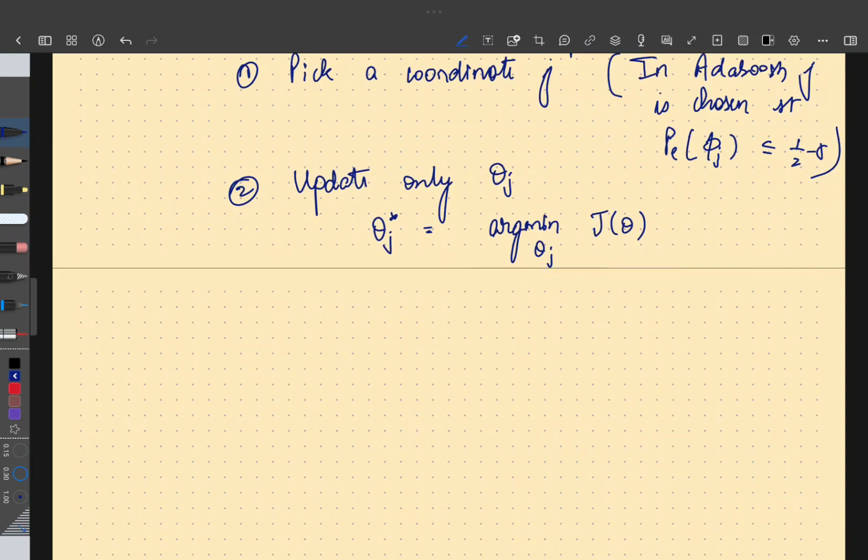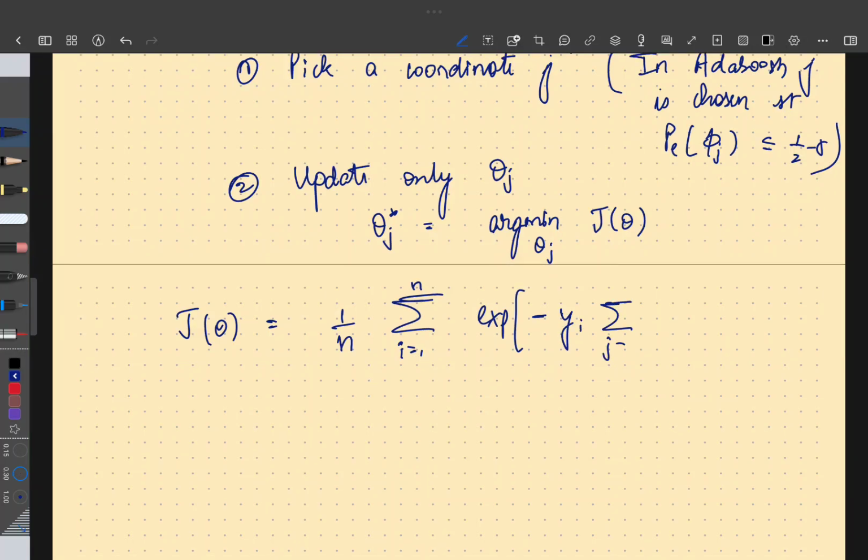All right. So let's define. Again, we want to minimize J(theta), right? So J(theta) is essentially 1 over n, summation i equal to 1 to n, e to the power of minus y_i, summation j equal to 1 to infinity, theta_j phi_j of x_i. All right, let me call this J prime.